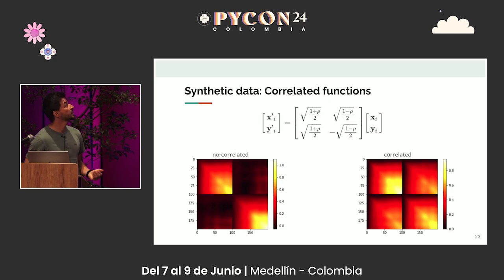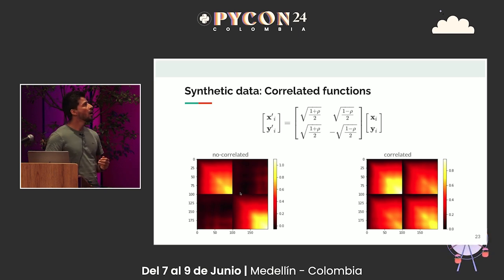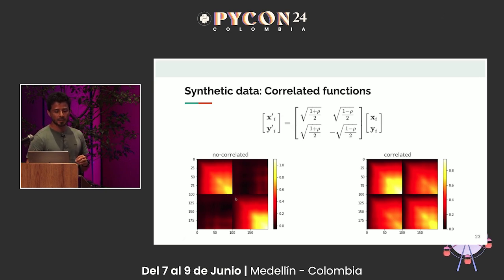Here, rho represents the correlation. In this case, I use 0.8 to perform this transformation where X prime and Y prime are the correlated functions. So here, in this plot of the covariance matrix, you can see the covariance before the correlation and after the operation of correlation. Here it's interesting that you can see again the block structure of the problem, where the off-diagonal now has a lighter color, which represents that we have introduced a correlation in our data set.